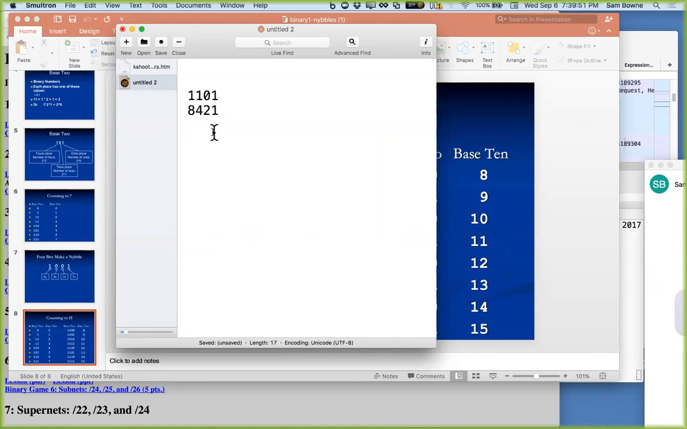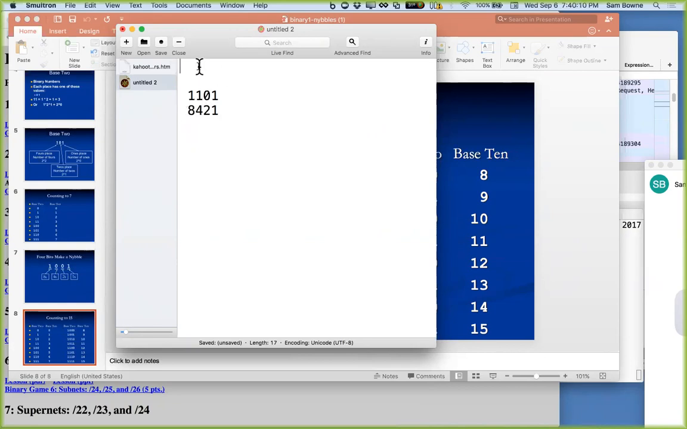If this was base 10, this would be ones, that would be tens, and this would be hundreds. That's what we're used to. If it's base 2, you just double every time. So this is the number of ones, this is the number of twos, this is the number of fours, and that's the number of eights. Because every time you go to the left, you double the significance.